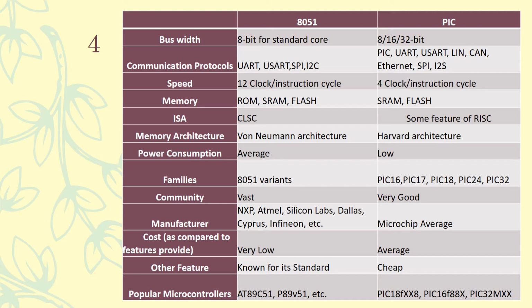Communication protocols, as I mentioned, in case of 8051, conventionally we have UART, USART, SPI and I2C. In case of PIC, these are there. Along with them, there is LAN, CAN, Ethernet, TCP/IP, SPI, I2S. So additional protocols are also available.